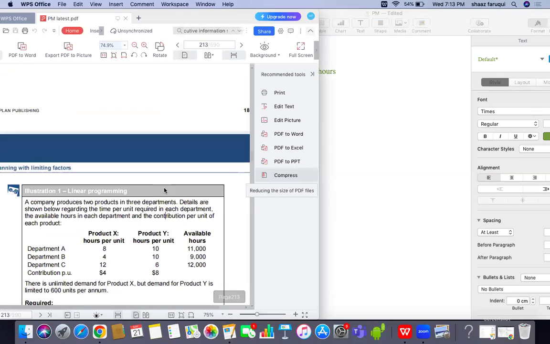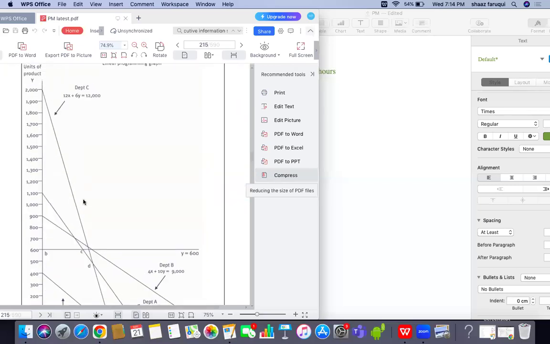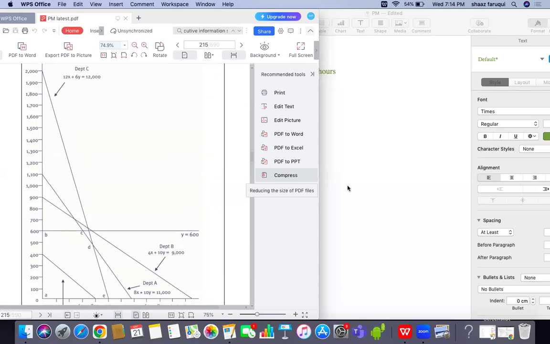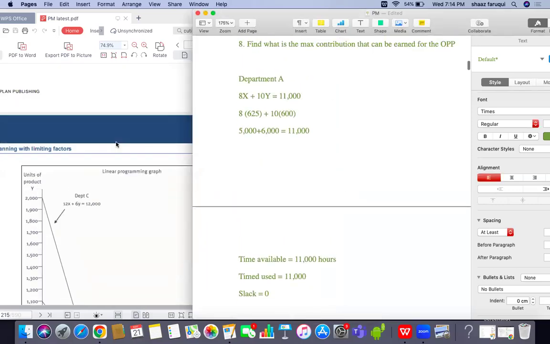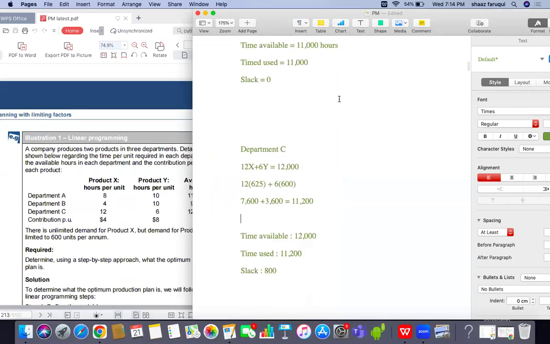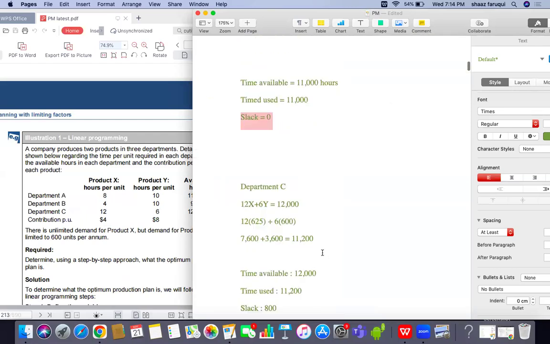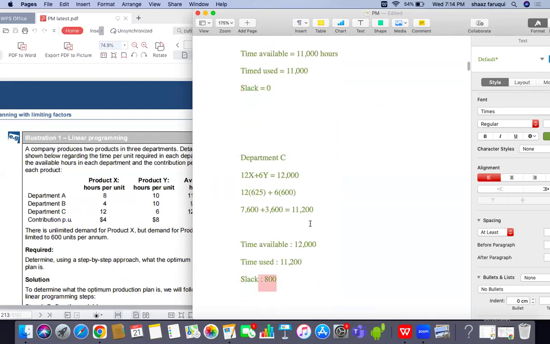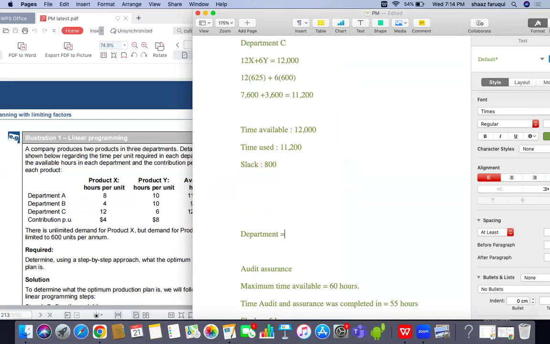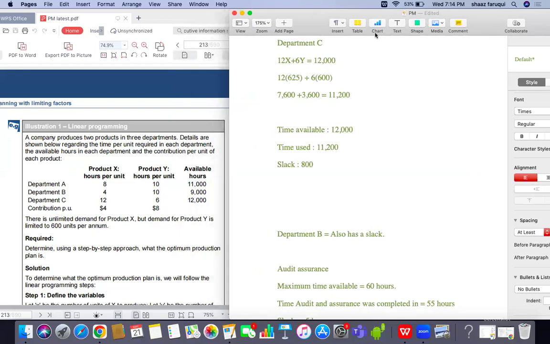All right. And believe it or not, take it from me as a challenge. Let me look at the graph. Even without doing the calculation, see, I calculated, right? Department A, there is no slack. Department C, there is a slack of 800. I'm challenging you, Department B also has a slack. Can you check what is the slack of Department B? How much is the slack?